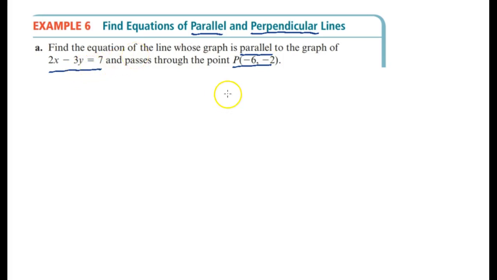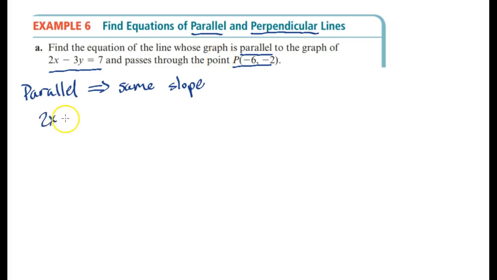So if we know the slope and we know the point, then we can use the point slope form. That's just taking you through the process here. So first is find the slope. So let's find the slope here. Keep in mind, I'll just write this down here: parallel tells us same slope. Okay, so we have 2x minus 3y equals 7, and we want to find the slope of this line.